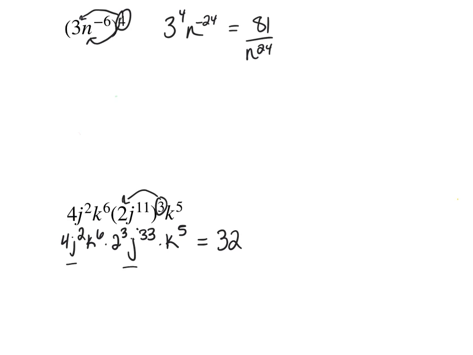j. So if I have j squared and j to the 33rd power, I will have j to the 35th, right? Multiplying powers with the same base, so I add them. Then I look at my k's, so I have k to the 6th, k to the 5th, so I will have k to the 11th. Now I have one base of each, all positive exponents, so I'm good. I can stop right there.